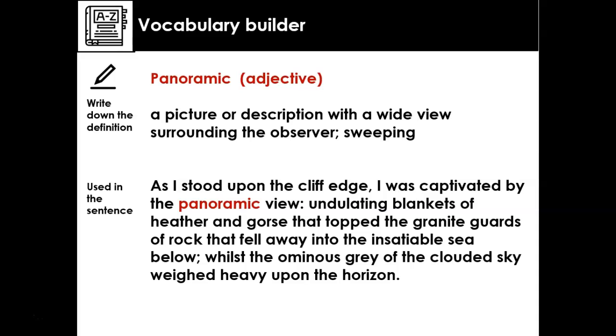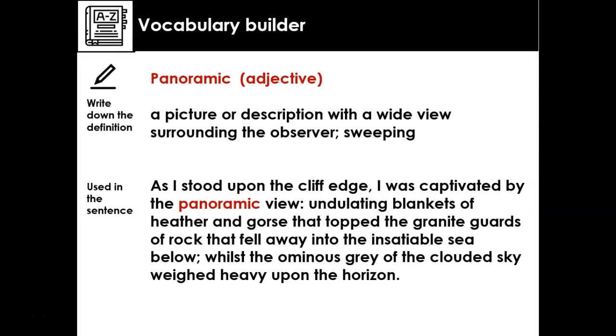Okay, so to get us thinking back today, I'm going to introduce this new key vocabulary term, panoramic. It does ask you here to write down the definition. So in a minute, you'll get to pause the screen and write down the definition. And we're also going to look at that word used in a sentence. Panoramic is an adjective, and it's a picture or description with a wide view surrounding the observer, a sweeping description, a sweeping picture.